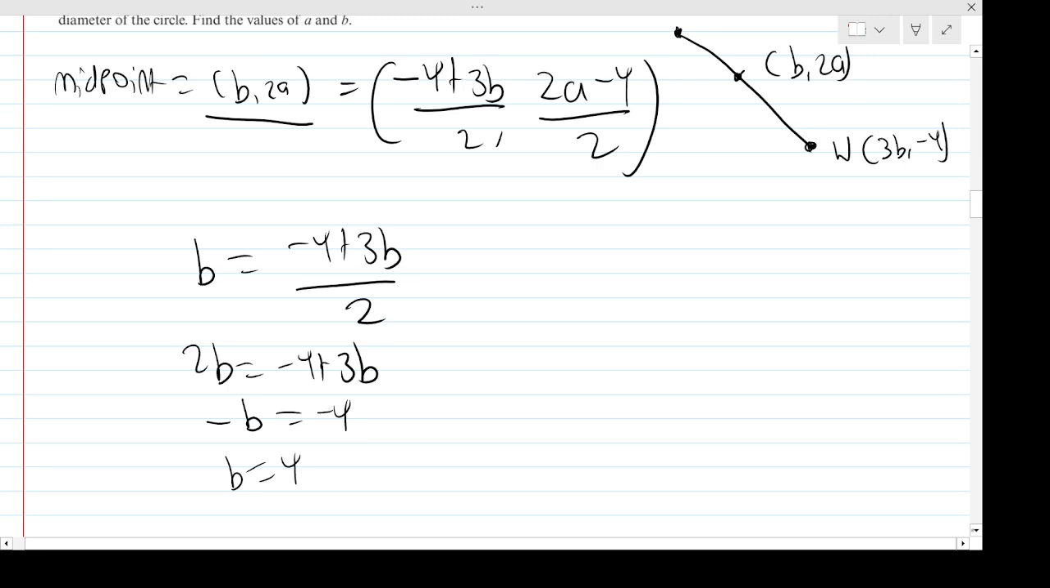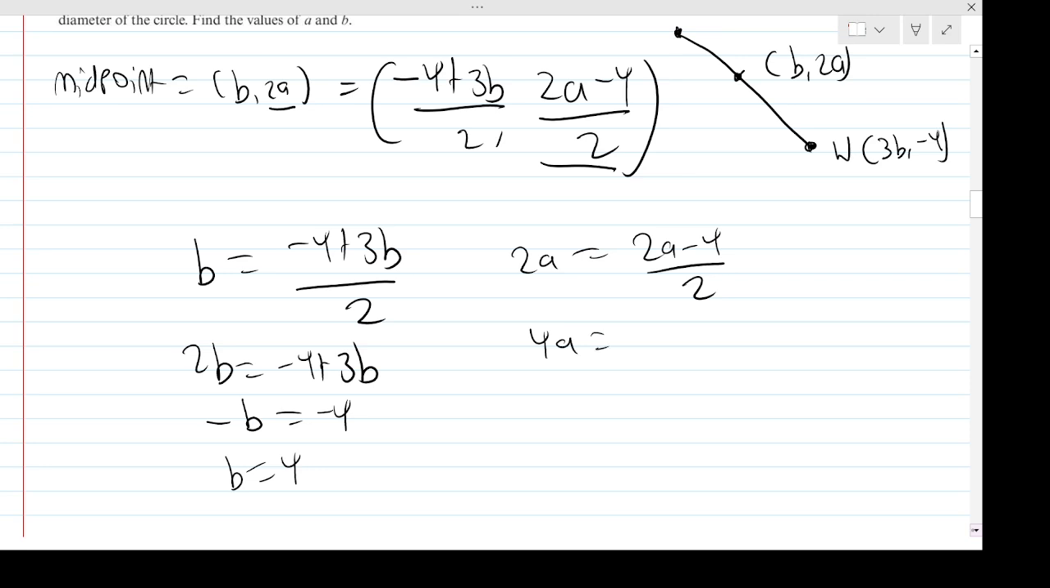Cool. Then I could do the same for the y part. So 2A is now equal to the other y part, which is (2A - 4) over 2. Do the same thing. Times across by 2. I get 4A is 2A - 4. Then I can move the 2A to the other side to get 2A is equal to -4. Therefore, A is -2. There we are. So we found the values of A and B there.